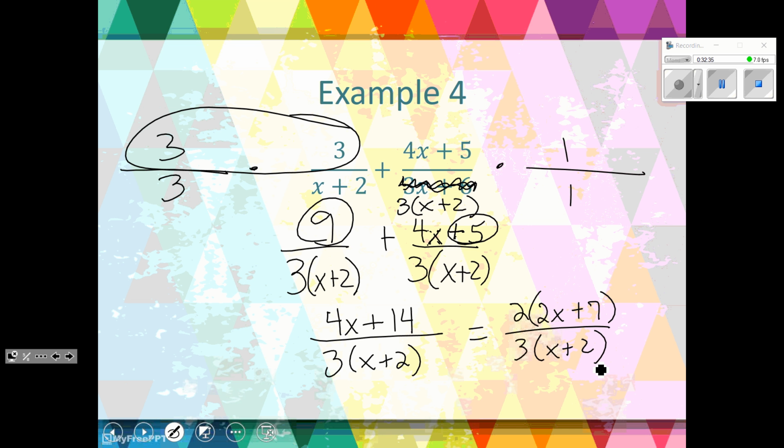How'd that help me? Can I cancel anything? No. So did I need to factor? Even though it could factor, did I need to? No. So I would say this is the better answer. And so, Landon says, well, how do you know if you need to?